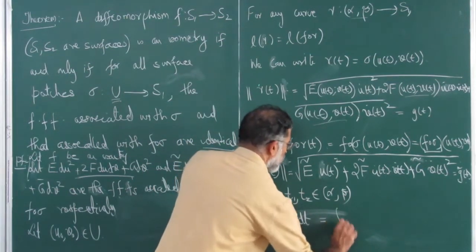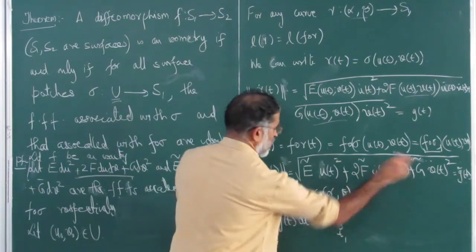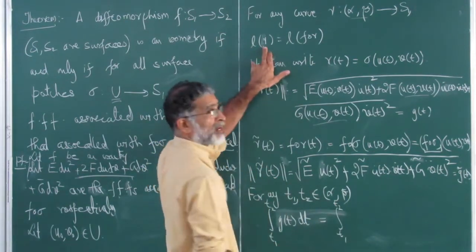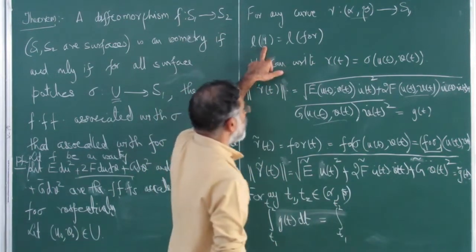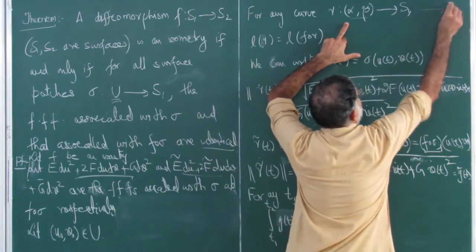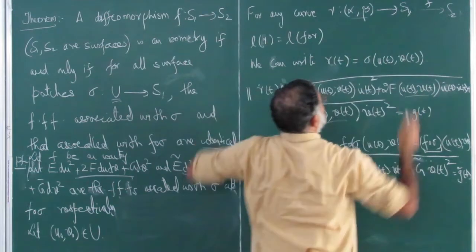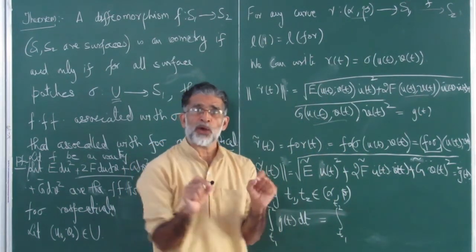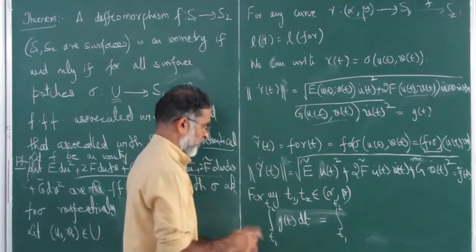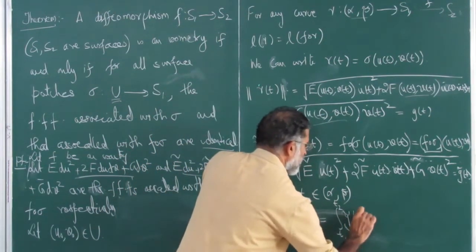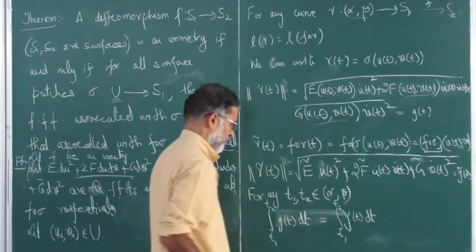Equal to the integral, again, of the length from t1 to t2. The domain of definition is the same as that of gamma. The other one is just f composite gamma, so it is defined on alpha beta. So any t1, t2 inside, we can also do that. And this is going to be g tilde t dt.